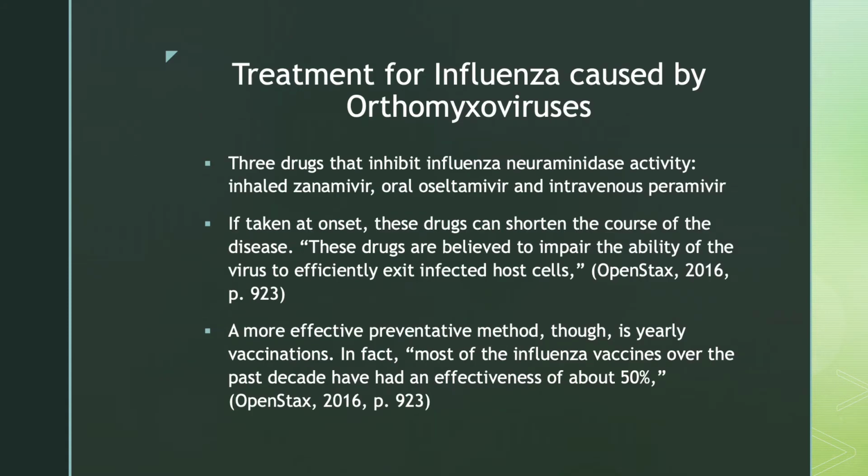Three drugs that inhibit influenza neuraminidase activity are inhaled zanamivir, oral oseltamivir, and intravenous peramivir. If these drugs are taken at onset, they can shorten the course of the disease. These drugs are believed to impair the ability of the virus to efficiently exit infected host cells. A more effective preventative method, though, is yearly vaccinations. In fact, most of the influenza vaccines over the past decade have had an effectiveness of about 50%.